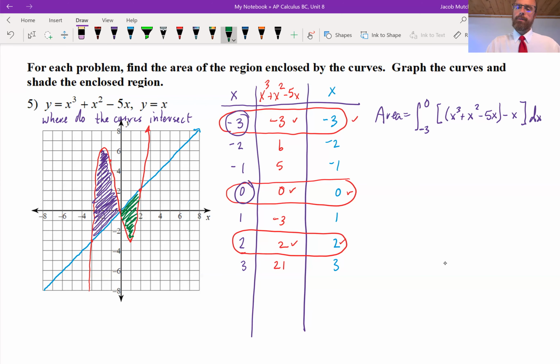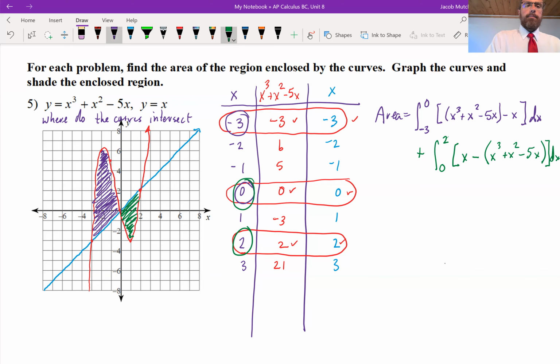Now I've got to pick up with the green region from 0 to 2. And those are the points of intersection there. So 0 to 2. But now my order is different. My identity function has a higher y value than my cubic function. So it's going to be x minus x cubed plus x squared minus 5x. So when I've got two functions that intersect more than once, and I'm trying to find the area between them, I've got to set up multiple integrals to represent the different regions.